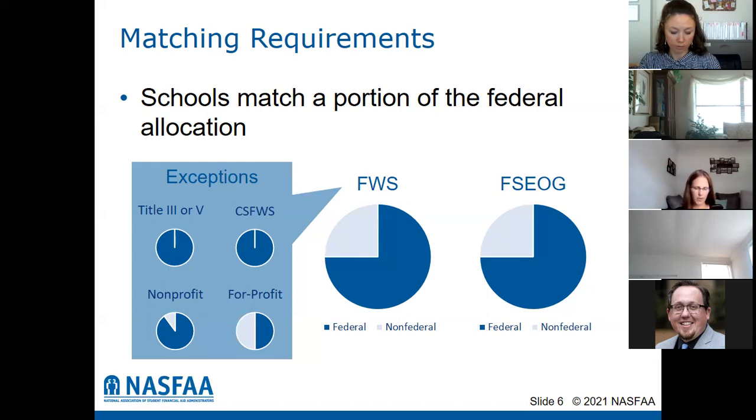A maximum of 25% of a school's federal work study allocation may be used to pay wages to students employed with private for-profit organizations.